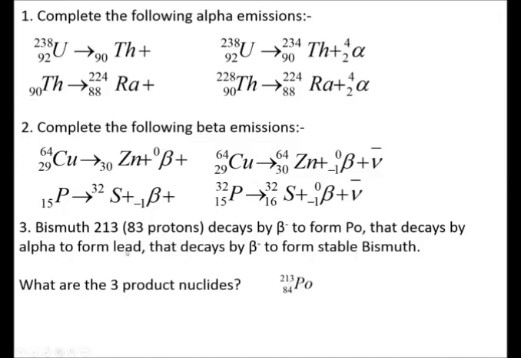And then polonium decays by alpha to form lead, so 84 will go to 82, 213 drops by 4 to 209, so there's our lead. And then if this decays by beta negative again, 82 is going to go to 83 because it's a beta negative, a neutron's turned into a proton, and 209 stays the same, so we're back to a different isotope of bismuth.